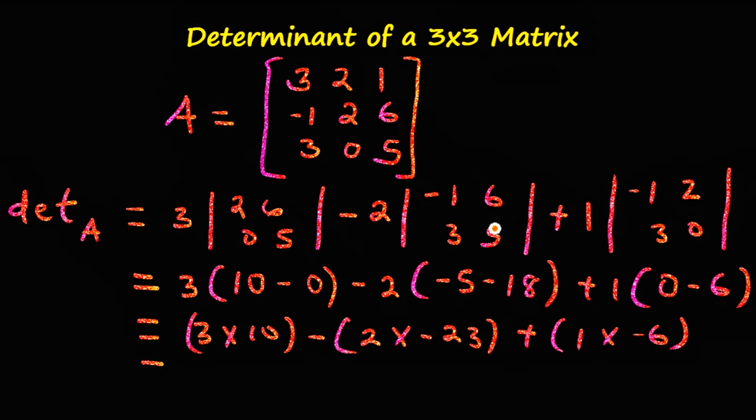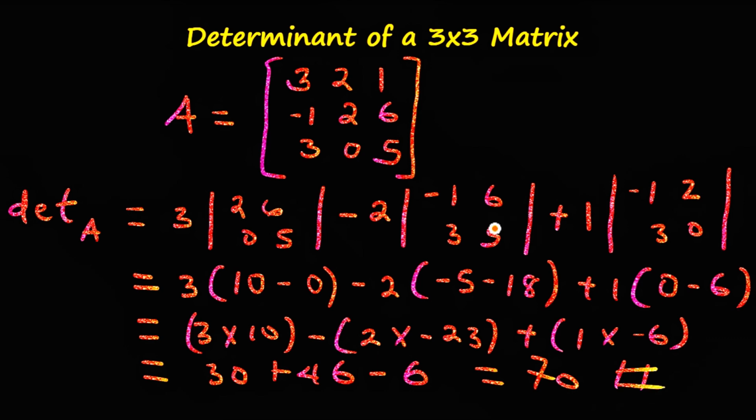So if we simplify this, we're going to have 30, minus, this is 2 times 23, which is 46. So minus, that is plus 46. Then here we have 1 times negative 6, which is just minus 6. And we find that to be equal to 70 as our determinant for the matrix A.